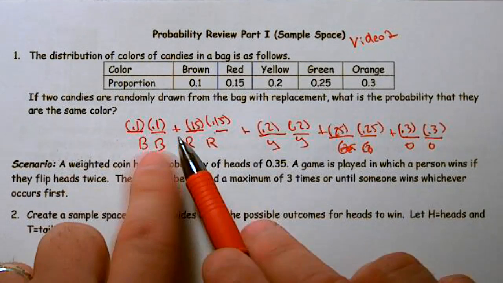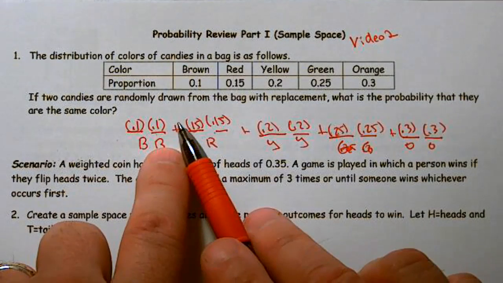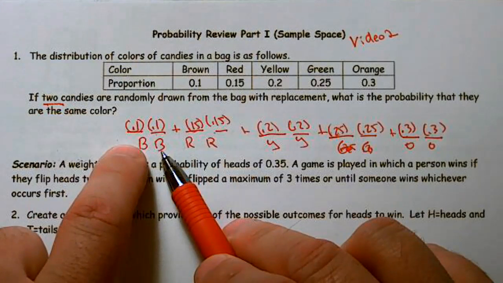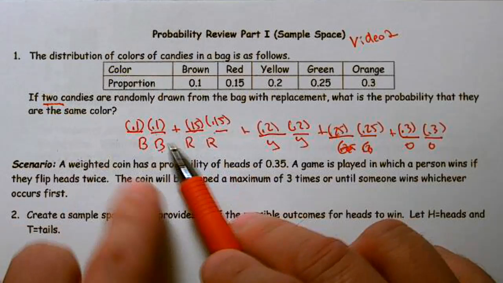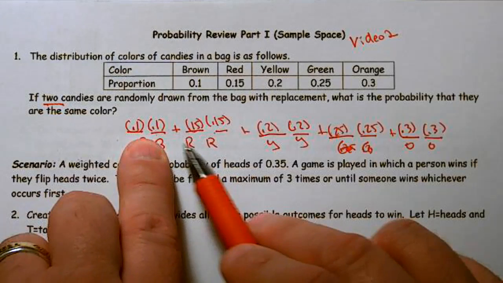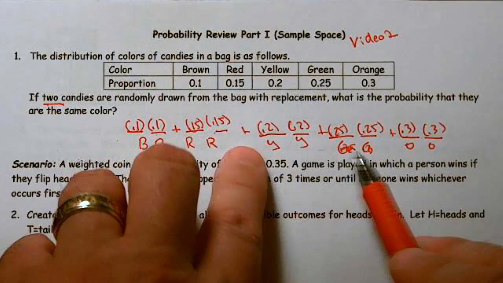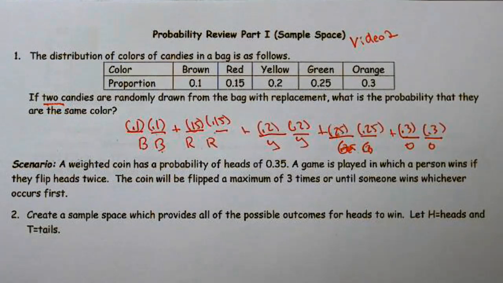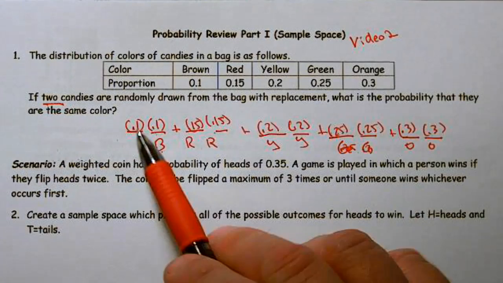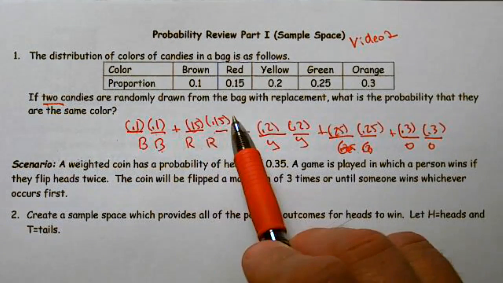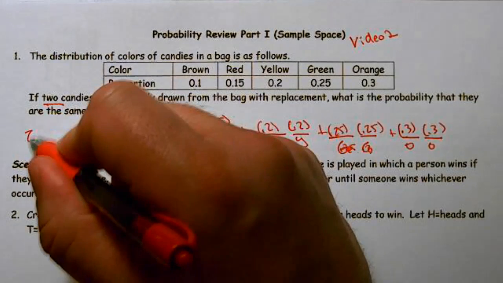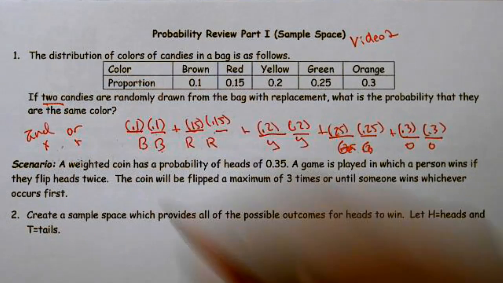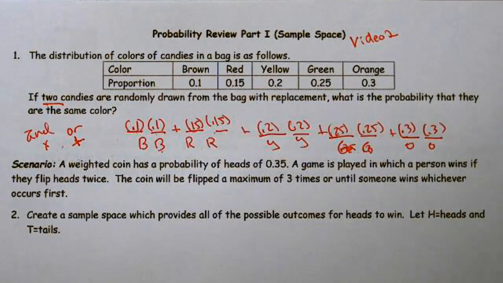Now, there's a reason why these are pluses. I'm only drawing two candies. Well, if I'm drawing two candies, I can draw two browns, but I can't draw two browns and two reds at the same time. I'm only drawing two. So this is a brown and a brown, or maybe I draw a red and a red, or maybe a green and a green, or maybe a yellow and a yellow. And whenever it's an or, then I get to add them, all right? So this and this, or this and this. And please remember, and usually means multiply, or usually means add when we're working with probabilities. Now there's some restrictions on that, but in general, that's the case.